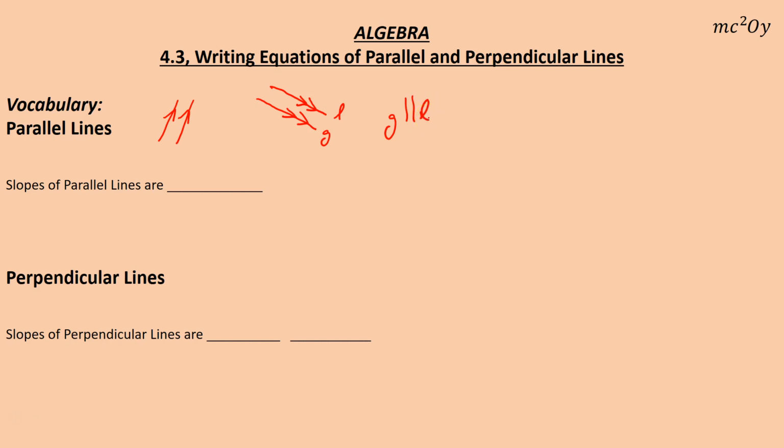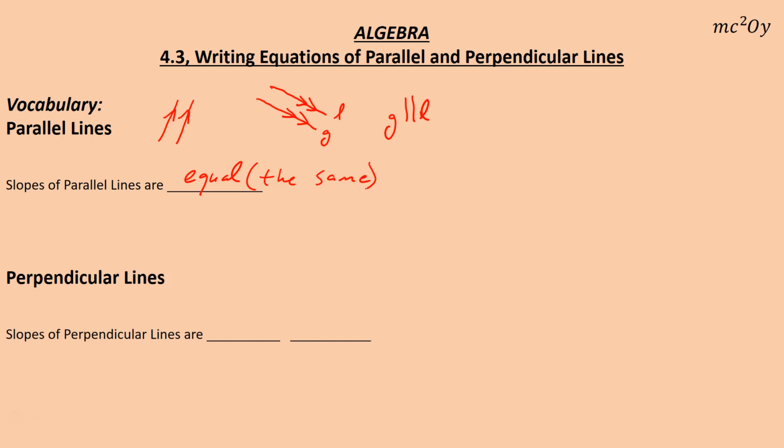Something to also note: slopes of parallel lines are equal. They're the same.